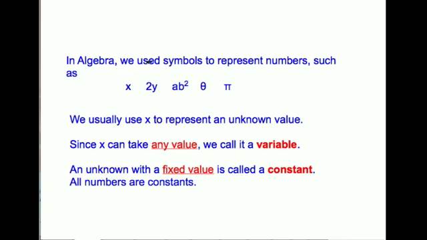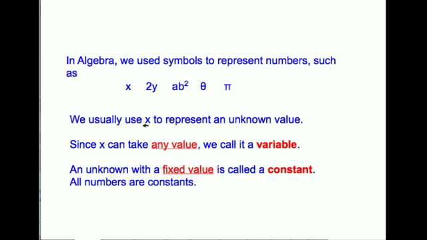In algebra, we use symbols to represent numbers such as x, 2y, ab squared, theta, and pi. Theta usually represents the angle. Pi represents the constant 3.142, which is used in a circle.